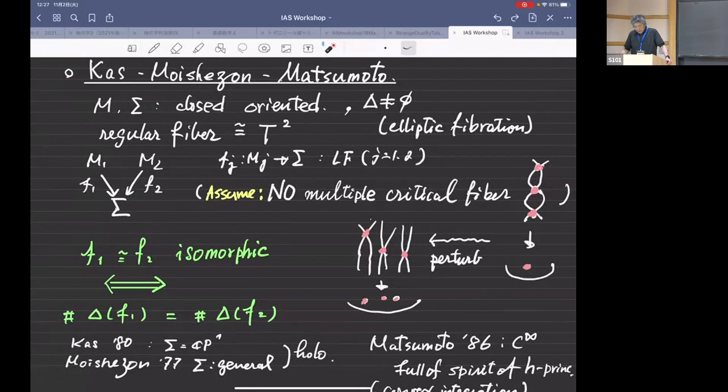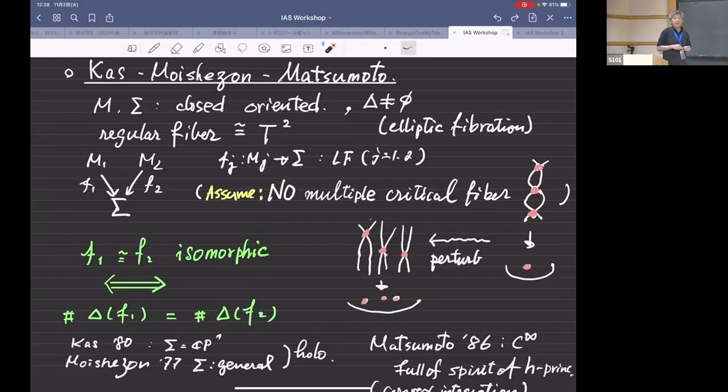But if we have a Lefschetz fibration with torus fiber, then if you don't have any critical points, the Euler number is equal to zero. So if you compute the Euler number, it is exactly the number of critical points. If you fix the base space, then the equivalence between two Lefschetz fibrations with torus fiber is just the Euler number, the number of critical points. And it holds because the base surface is closed.